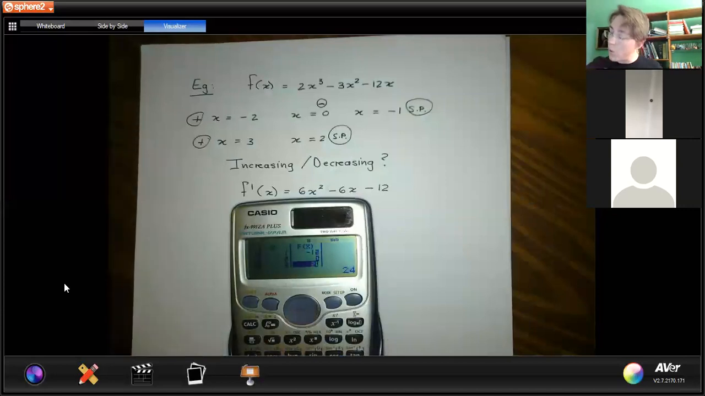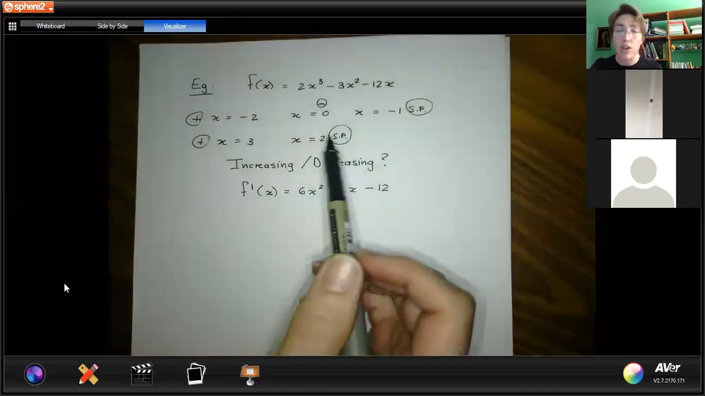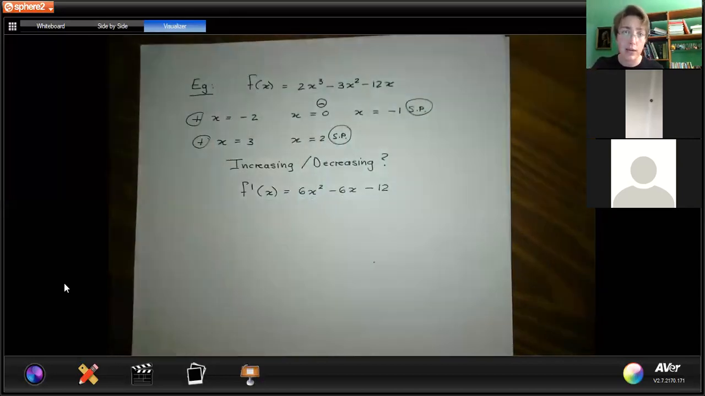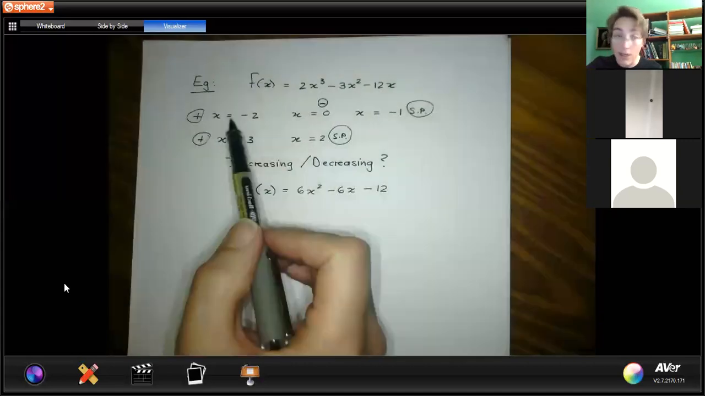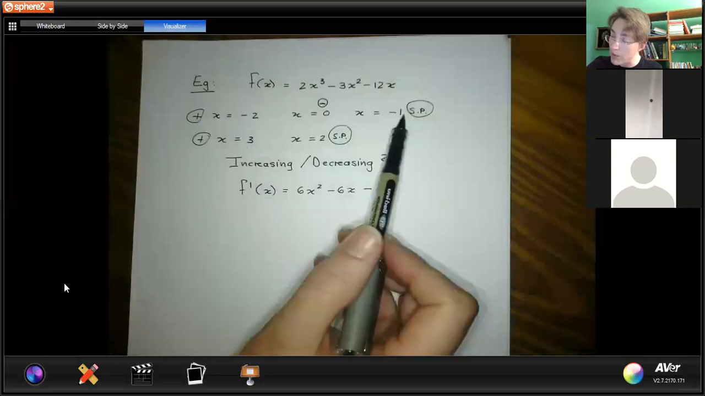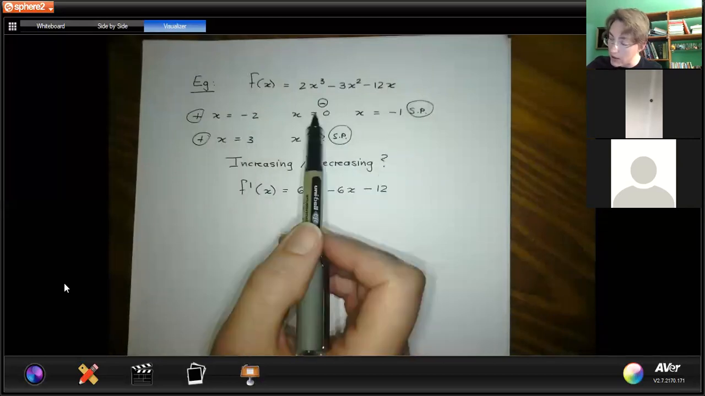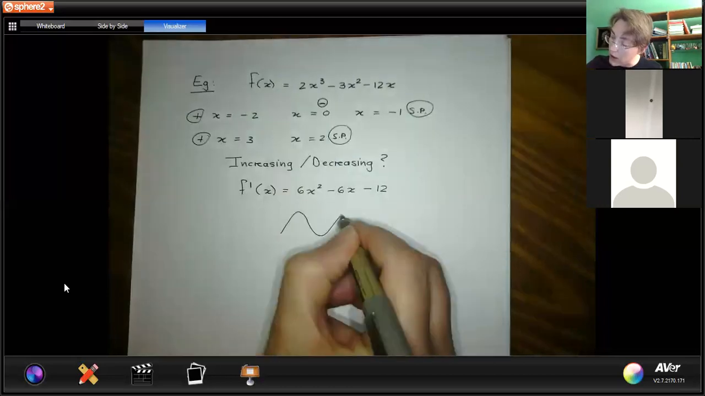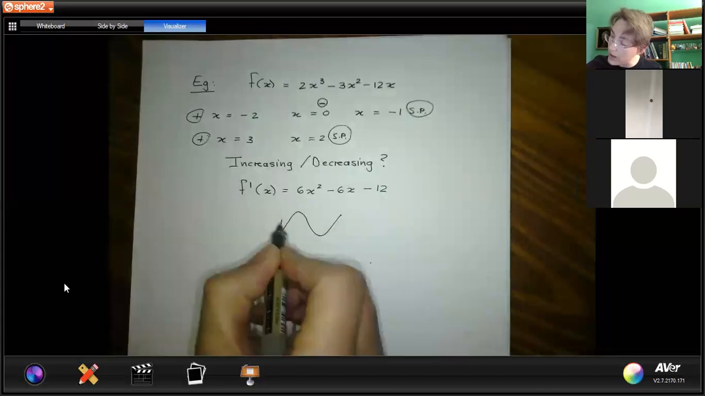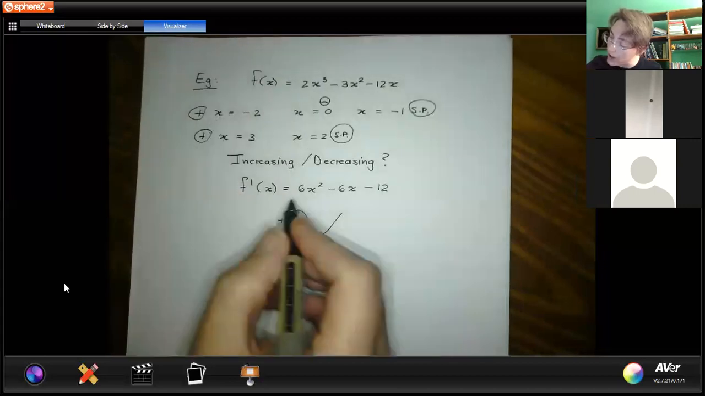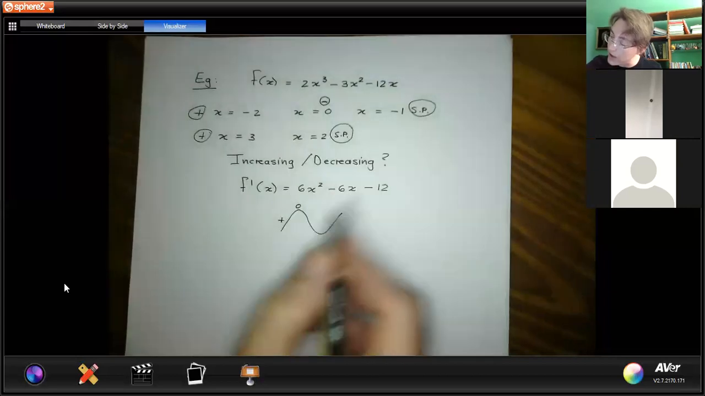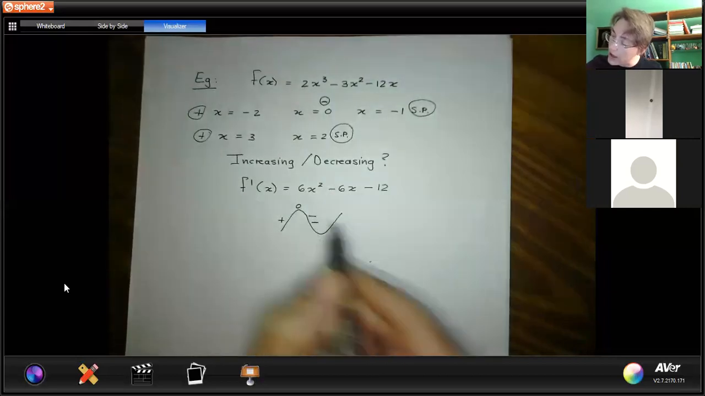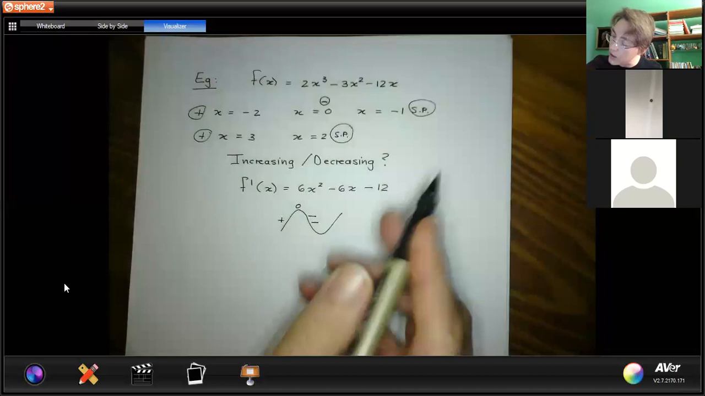So when you have these values, you actually have a very good idea of what this graph looks like. Because if you organize these values from smallest to biggest, you say this graph is increasing, then it hits a stationary point, then it's decreasing, then it hits a stationary point, and then it's increasing again. So pretty much the graph looks like this. Increasing there, then it hits a stationary point, which is 0 over there, then it's decreasing over there, then it hits another stationary point, and then it's increasing over there.